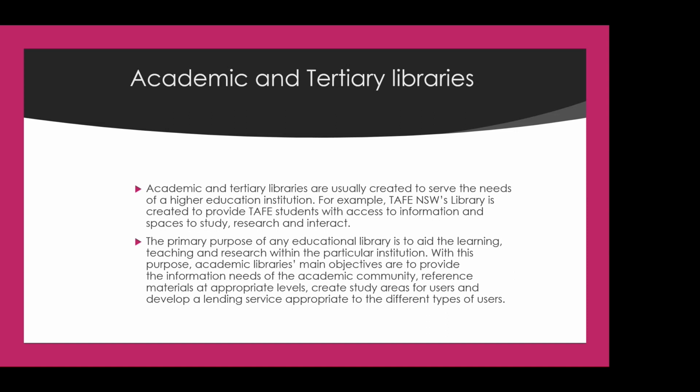Then we have academic and tertiary libraries. So academic and tertiary libraries are usually created to serve the needs of a higher education institution. So the TAFE New South Wales Library is created to provide TAFE students with access to information, space to study, and places to research and interact. The primary purpose of any educational library is to aid the learning, teaching, and research within an institution. With this purpose, academic libraries' main objectives are to provide the information needs of the academic community, reference materials at appropriate levels, create study areas for users, and develop a lending service appropriate to the different types of users.